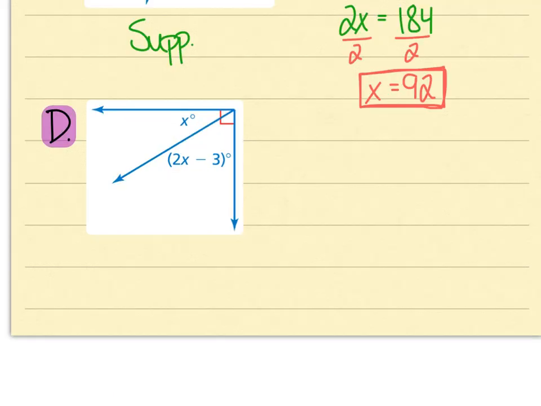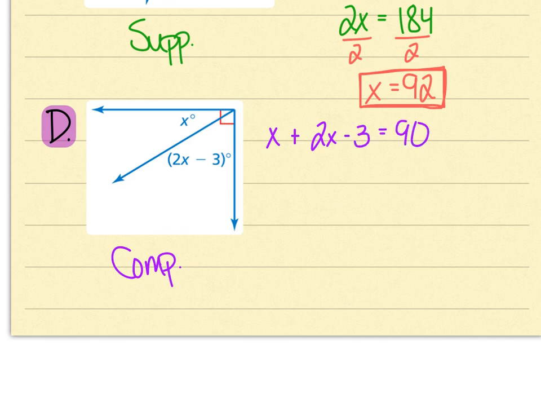All right, and this last one here, I've got, again, a right angle. So these two angles are forming a right angle, making these complementary angles. And so I'm going to add them together. X plus the 2x minus 3 angle has to add up to be 90. And so again, I'm going to combine my like terms. I can combine my variable terms together. X and 2x just makes 3x, because that's a 1x right there. Remember, this is 1x plus 2x is 3x.